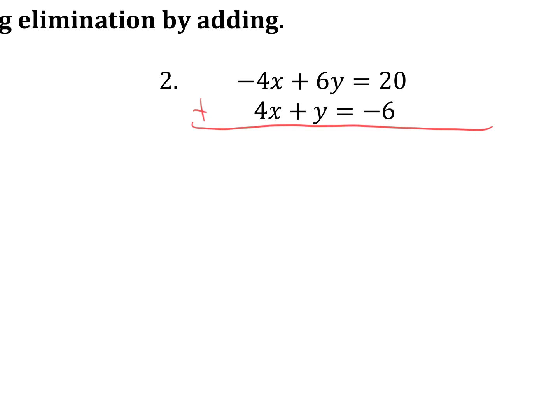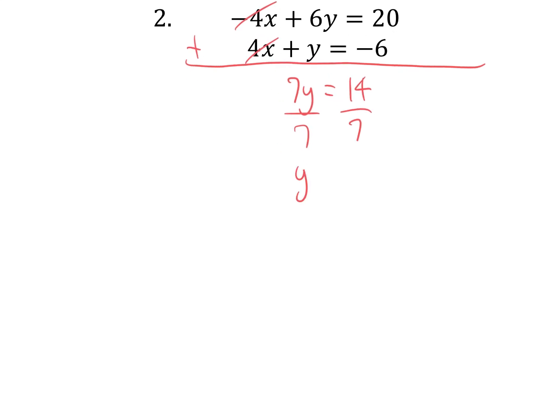Now we can add straight down. These are going to cancel. We get 6y plus y is going to be 7y. We got 20 minus 6 is going to be 14. All right, if you need a hint, you can pause here and keep going. We're going to divide by 7. We get y equals what, 2?